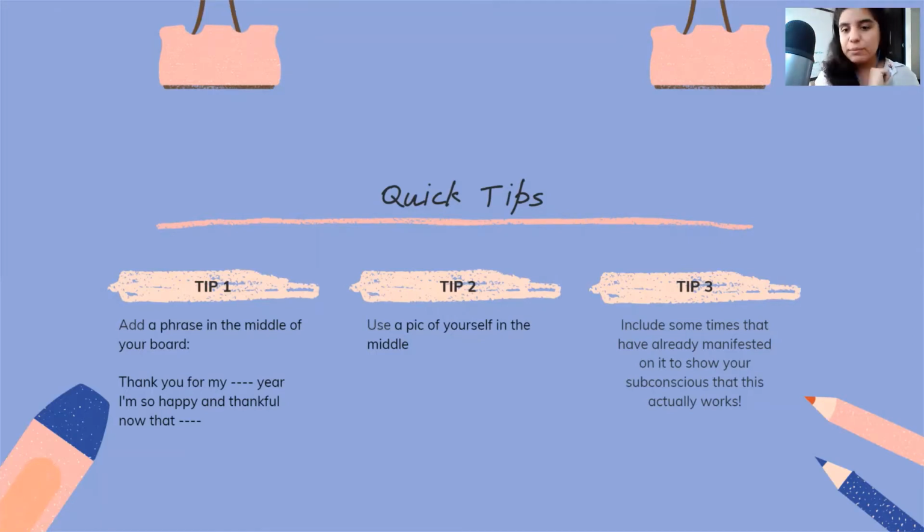Okay, and número tres is to include some things that you have already manifested in the past. This is to show your subconscious mind that this actually works. For example, you already have manifested a dream relationship or a dream trip or something that you have experienced in the past that you are very, very thankful for. You can just put a few, 2 or 3 pictures about it to show your brain that this actually can work. So it's just putting proof that it can happen, so your brain can see, oh, this works, so I need to think more about it, you know.